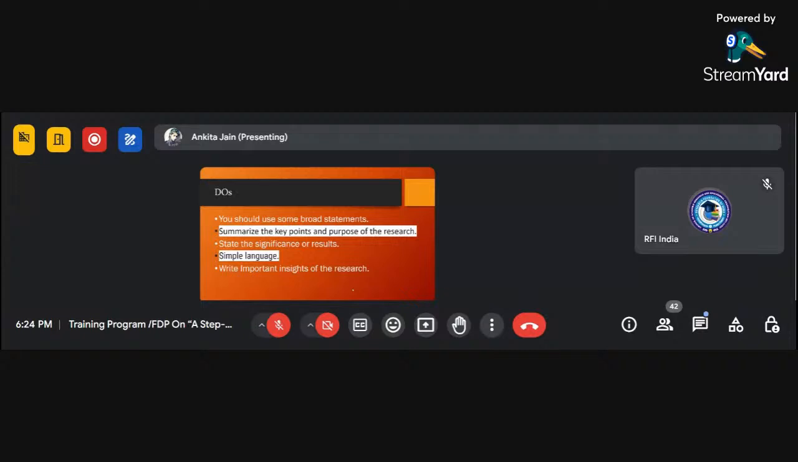Language should be simple. As we talk about the 7 C's of communication, the same points you can take here, that it should be clear, it should be concise, it should be very basic in terms of understanding everything. Then write important insights of the research. If you find that there are some important insights, you can keep them there.